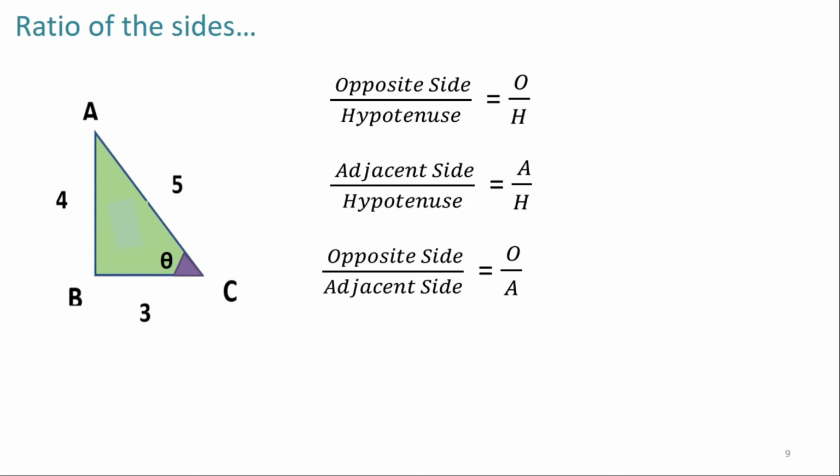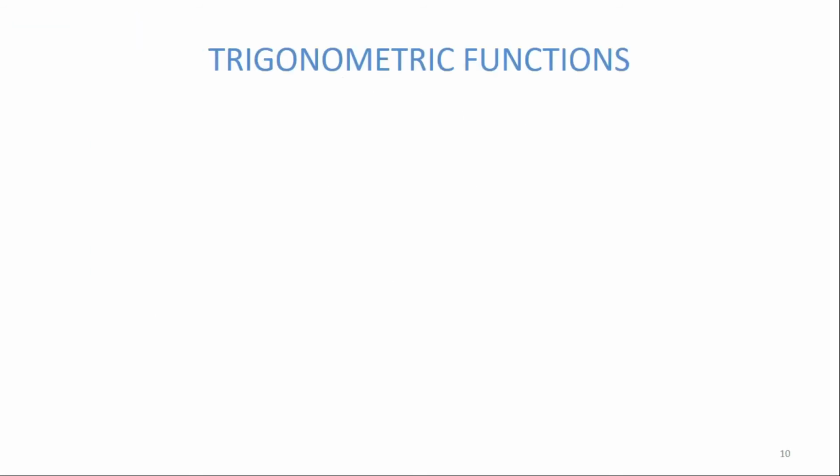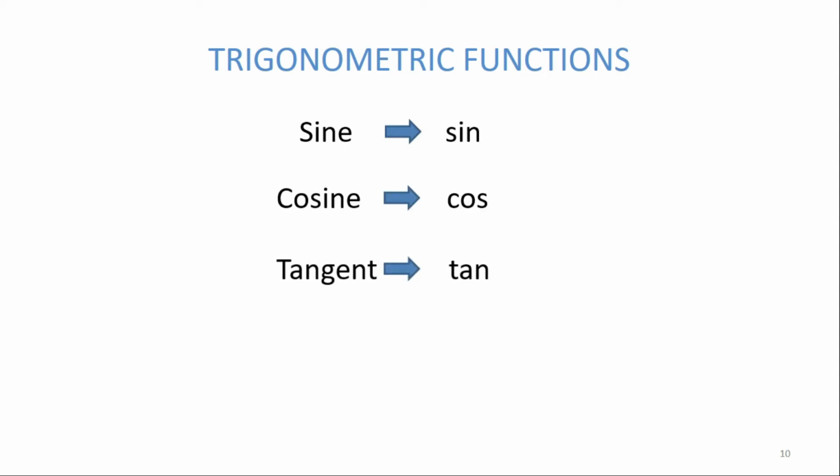Now before we move on, we should know the trigonometric functions, which are the sine, the cosine and the tangent functions. Now the sine will be written in short as sin, and don't read it as sin, it's sine. Cosine is abbreviated as cos, and tangent can be written in short as tan, T-A-N.